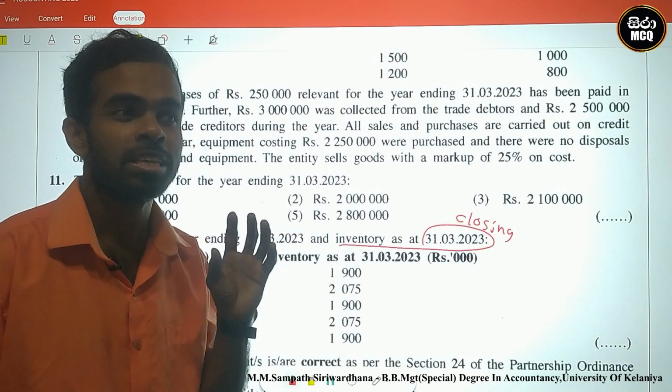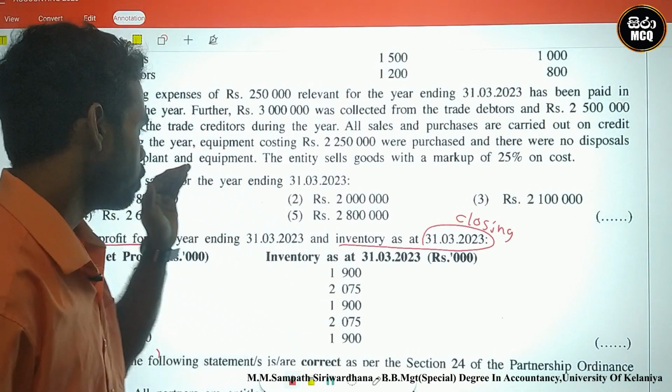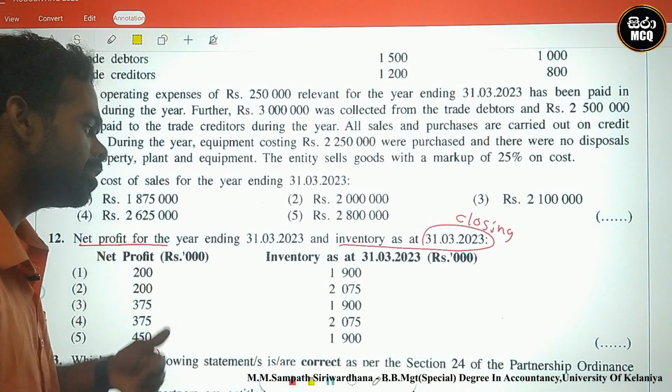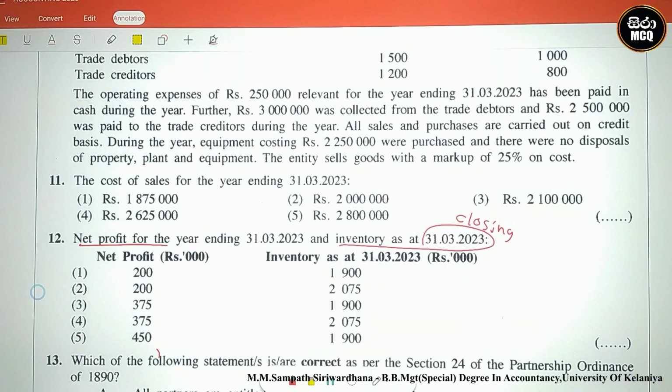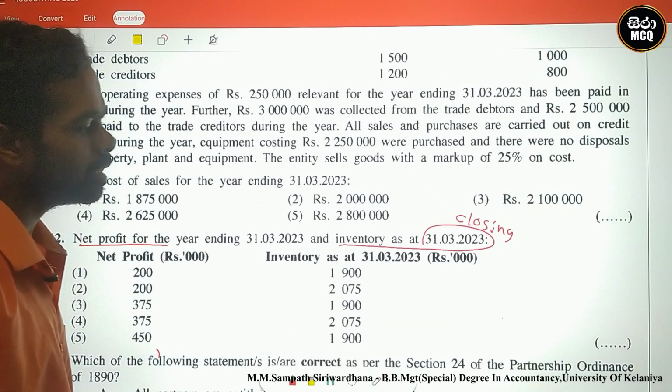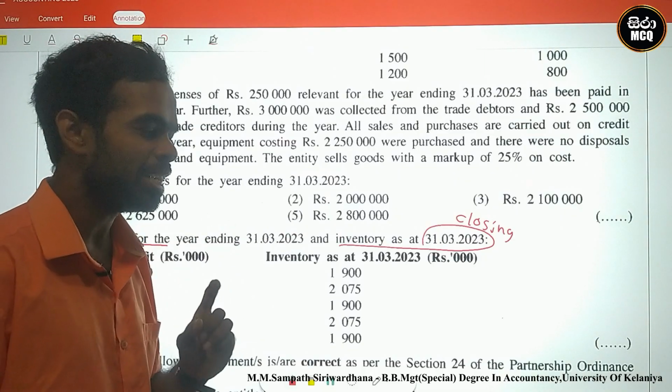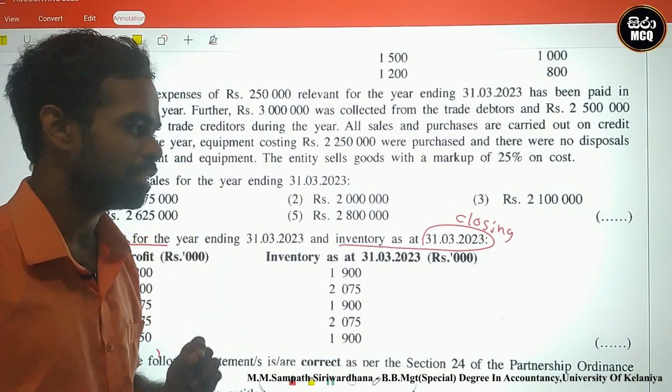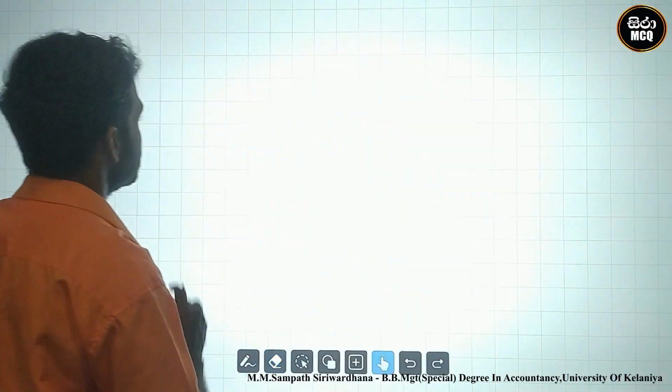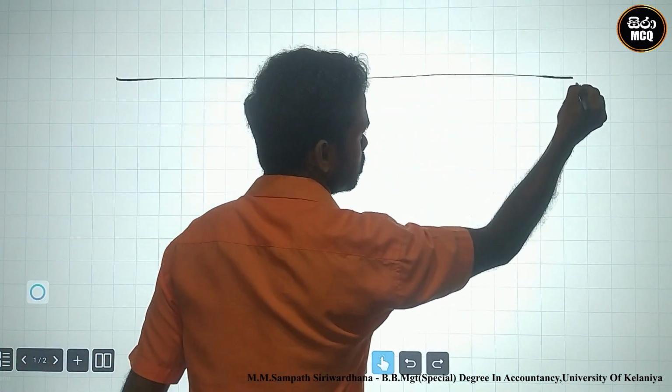At that time, you can imagine the calculation is based on the income statement. We must commence the income statement. The cost of sales is income statement related, and the profit for the year is also income statement related. Closing inventory we can identify using the income statement. Therefore, I use the income statement of a sole business.